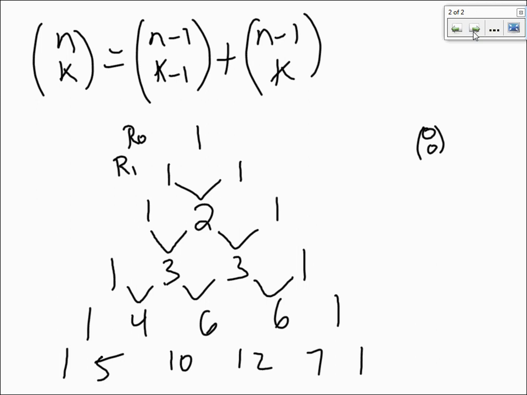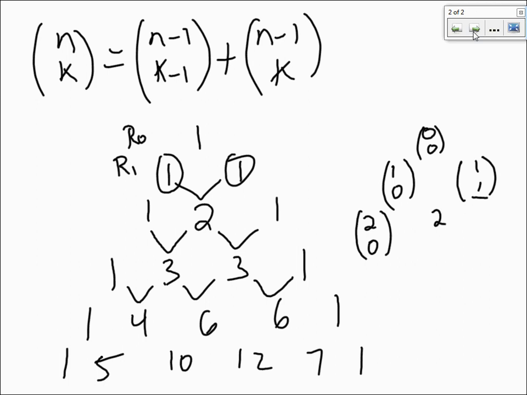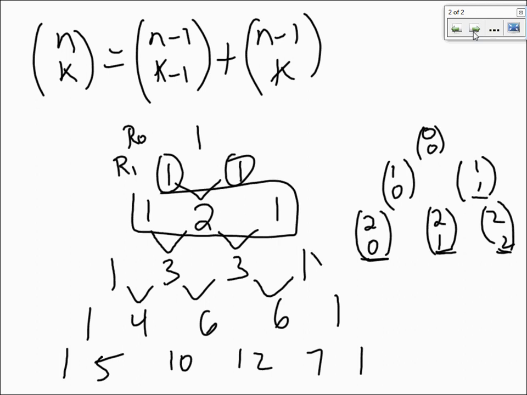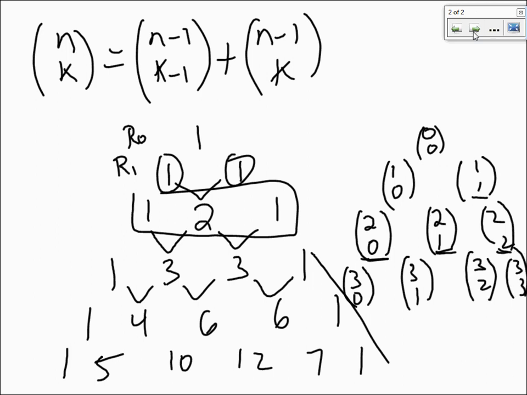This is row 1. It's going to be 1 choose 0, and 1 choose 1. And 1 choose 0 is 1, and 1 choose 1 is 1. And then row 2. You have 2 choose 0, 2 choose 1, and 2 choose 2. And this is 1, and this is 2, and this is 1. Exactly the same numbers. Then you get 3 choose 0, 3 choose 1, 3 choose 2, and then 3 choose 3.